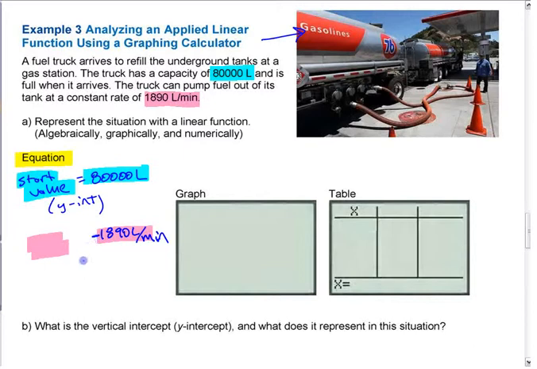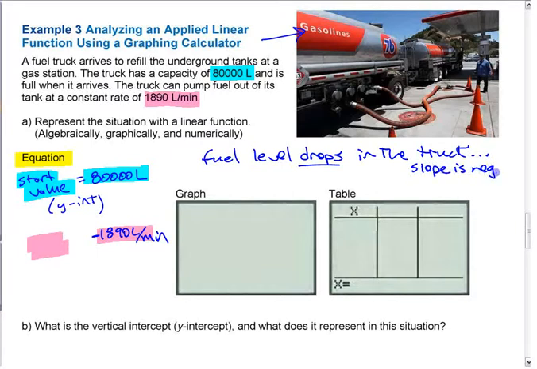It's actually negative because it's dropping, right? The fuel in the truck drops, right? Fuel level drops. Now, I didn't make that very clear in the question. Okay, fuel level drops in the truck. Slope is negative, right? Okay, rate of decrease is that. That's the slope. You have to recognize from a situation those two things, the slope and the y-intercept.